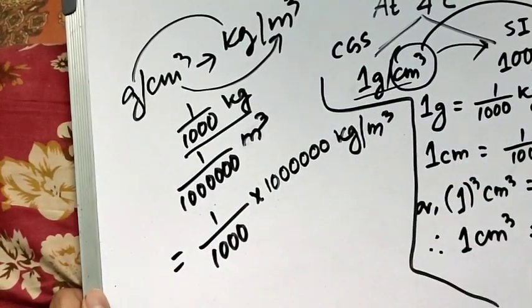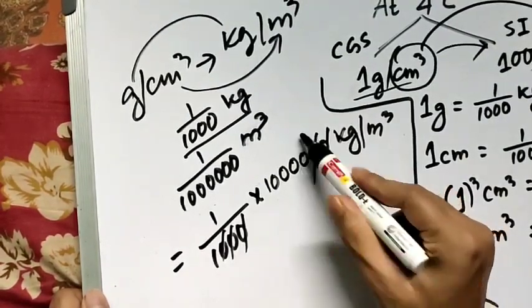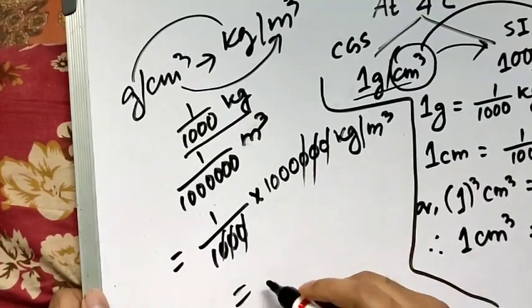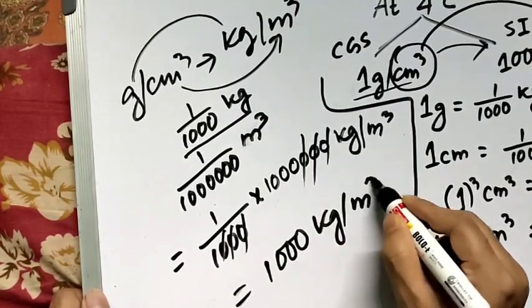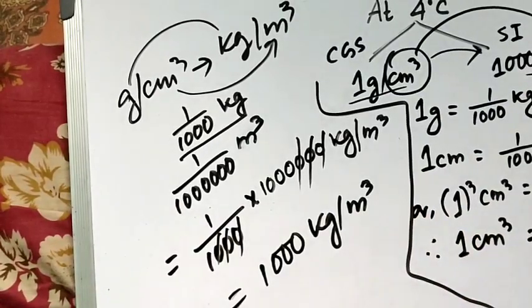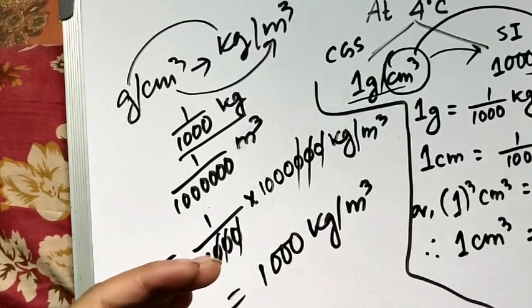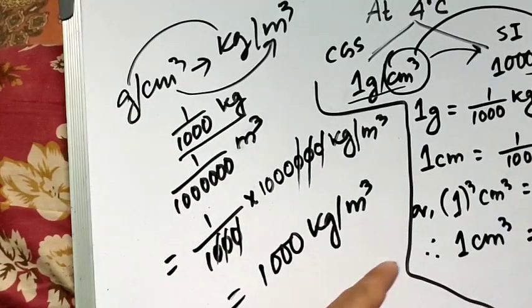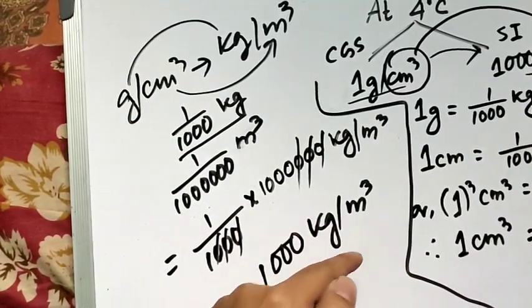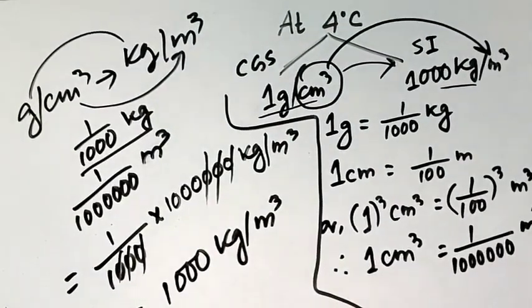Let's separate this. Now 1 2 3, 1 2 3, see, 1000 kg per meter cube. Now this is the conversion process when you are converting a CGS unit into an SI unit. This is how 1 gram per centimeter cube becomes 1000 kg per meter cube. Okay, now this is the whole process.